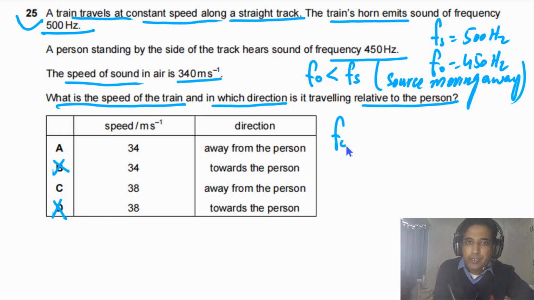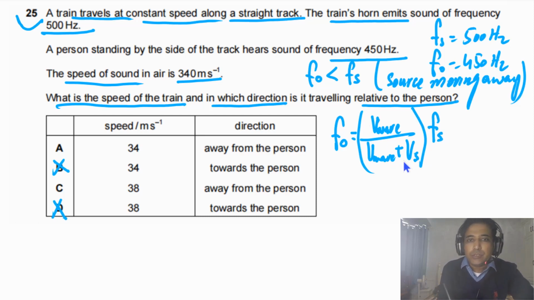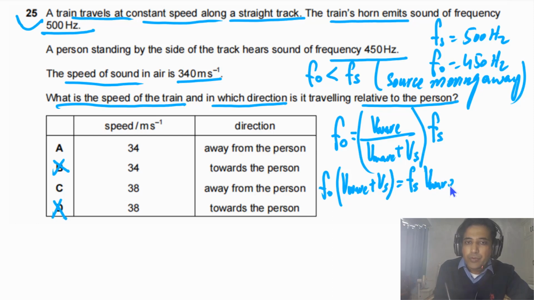Now we need to use the Doppler effect equation for a source moving away from the observer. So we have F naught, this has to be equal to V, speed of the wave, divided by speed of the wave plus speed of the source, multiplied by the frequency produced by the source. So in this case we need to find out Vs. So we can write down here, we have F naught times speed of the wave plus speed of the source. This one has to be equal to frequency of the source multiplied by speed of the wave. So for this question we need to find out the speed of the source.